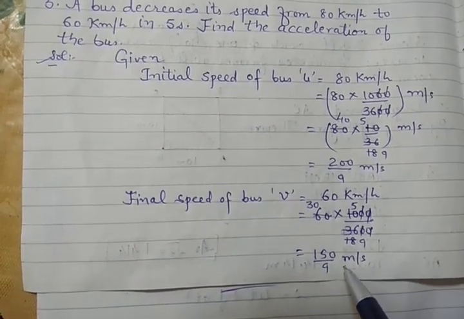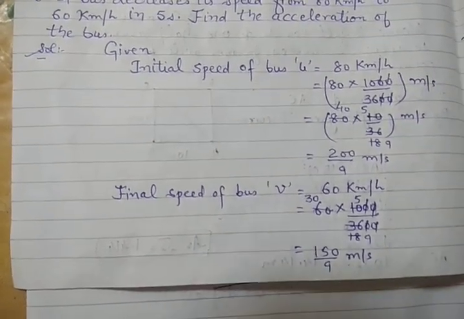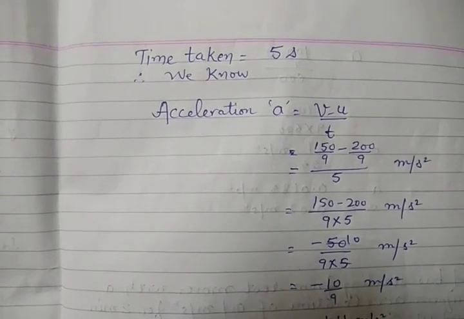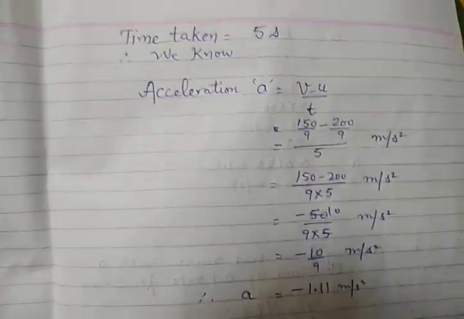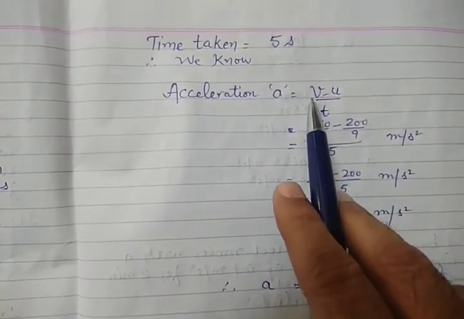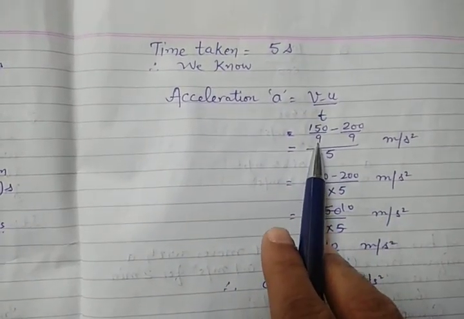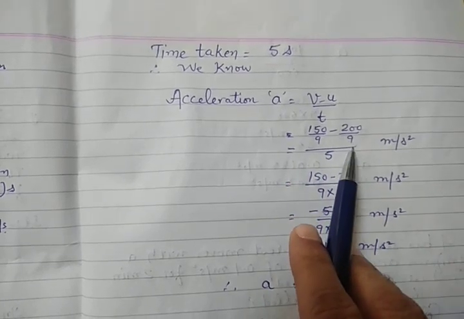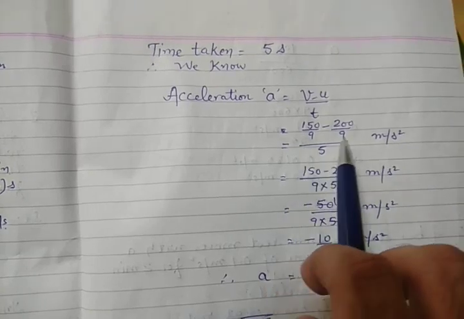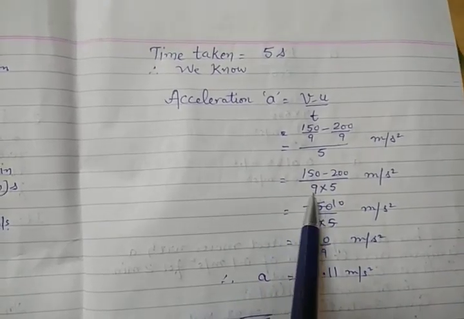After cutting, you will get 150 by 9 meter per second. And the time taken is given, this is 5 seconds. So we know that acceleration is change in velocity by time taken. So the value of v is 150 by 9 and the value of u is 200 by 9, divided by time taken, 5 seconds. So by taking the LCM, we will get this.